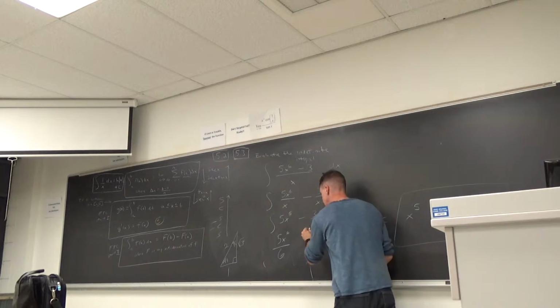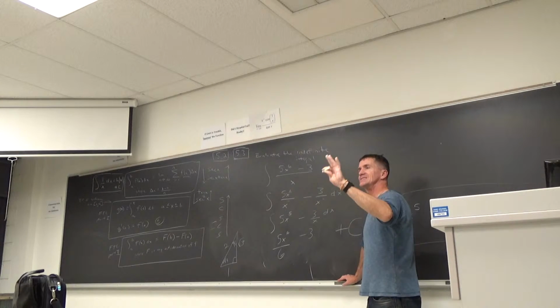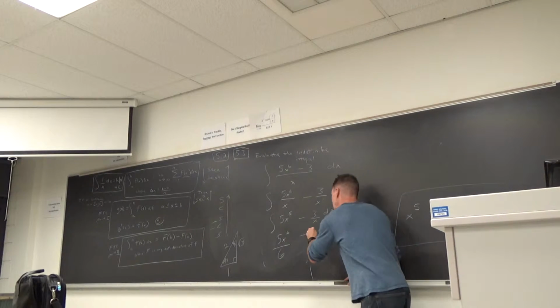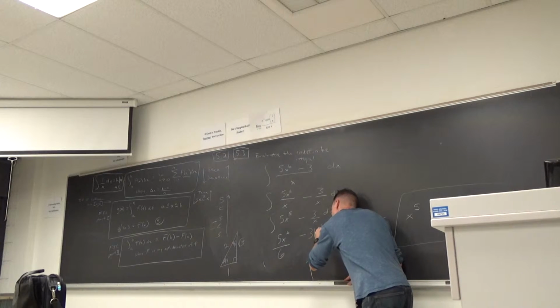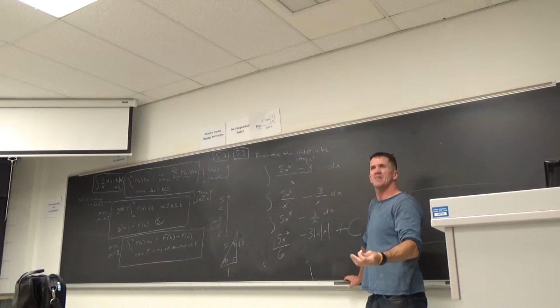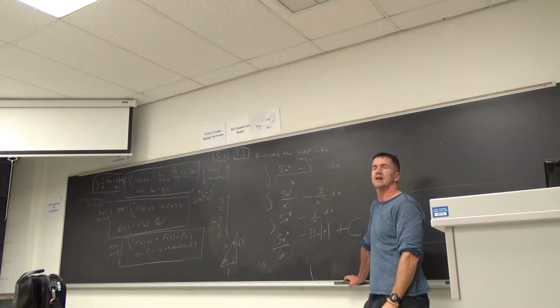That should be 3, let it sit there like a constant. But what's the antiderivative of 1 over x? Natural log of x, and what do I gotta put on this? Absolute value. Yeah, put a little absolute value bar around it. What's that for? Well, you can't take the natural log of negative numbers, right?